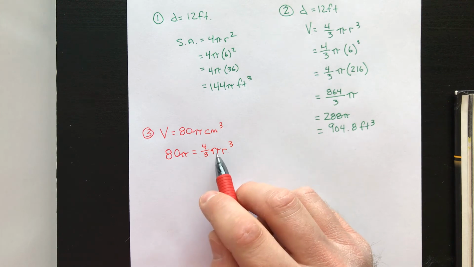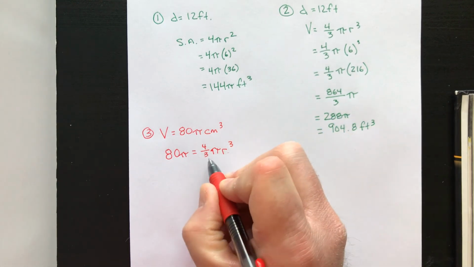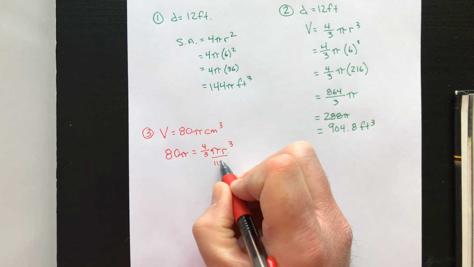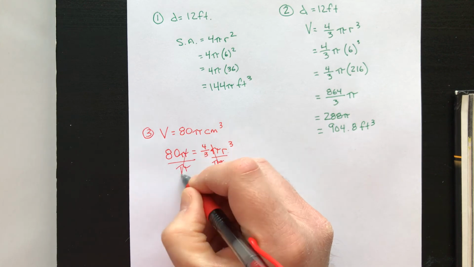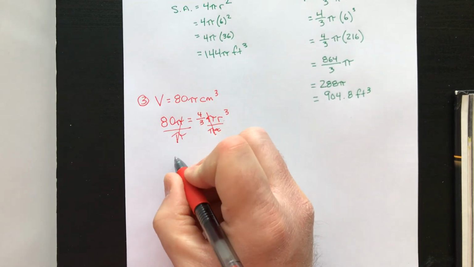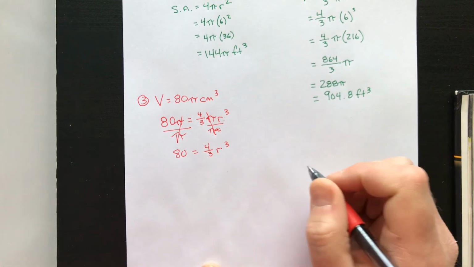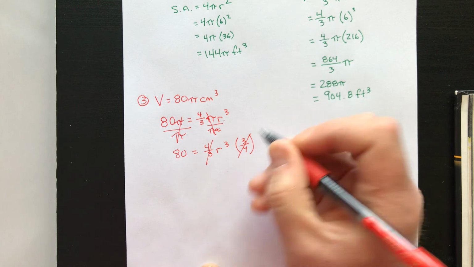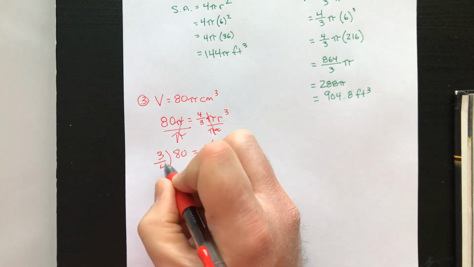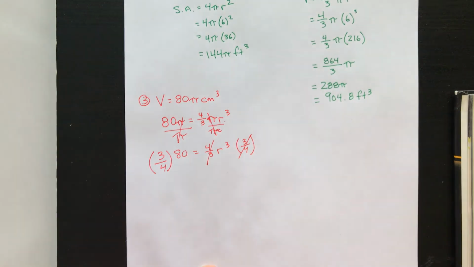So what I need to do is get everything from the right side over to the left side. So first, I'm going to divide by pi on both sides. So I'm left with 80 is equal to 4/3 r cubed. And in order to get rid of the 4/3, we multiply by the reciprocal of 3/4. So I'll go to my calculator. We got 80 times 3/4 is 60.